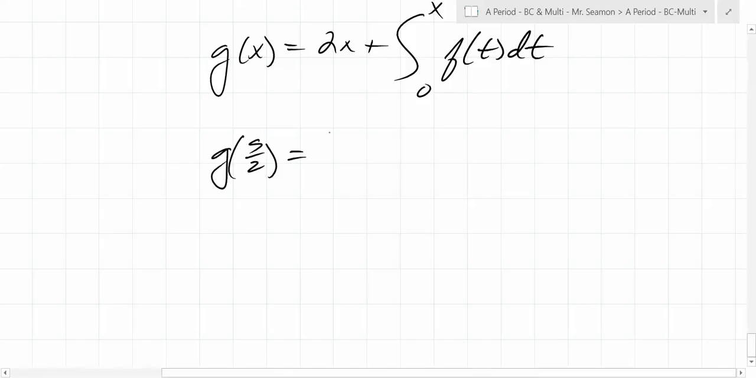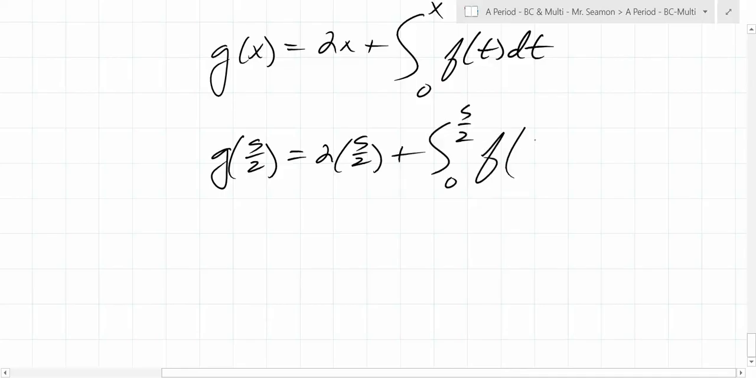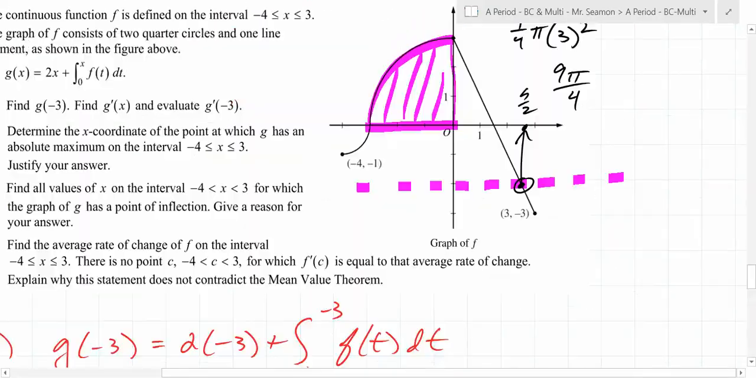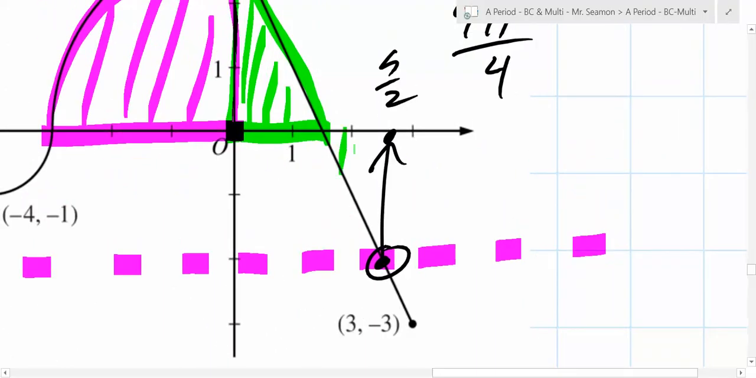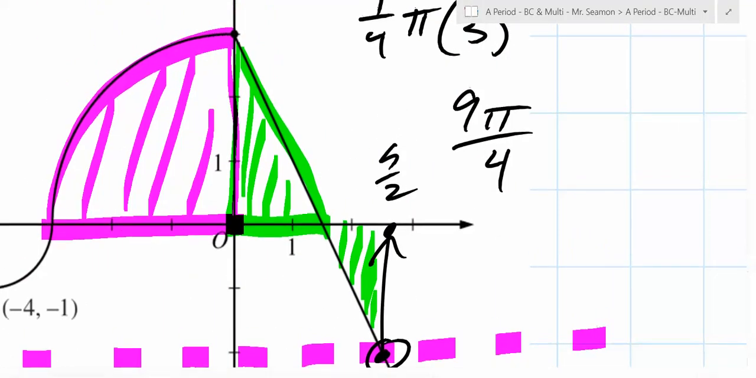Can you actually figure this out? Yeah, it's going to be 2 times 5/2 plus the integral from 0 to 5/2 of f of t dt. Right, exactly. So what's this? It's going to be 5 plus, and can you actually find the integral from there to there? So you're looking at this right here, correct? And then you're taking this, that's positive because you're going from 0 to 5/2, plus this right there, which is going to be positive or negative.